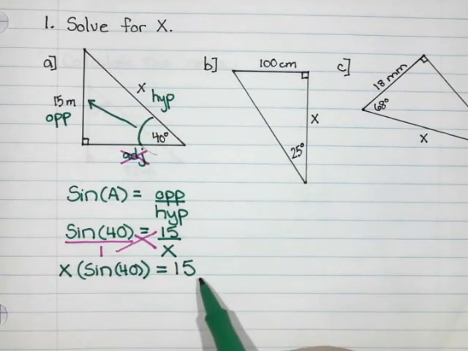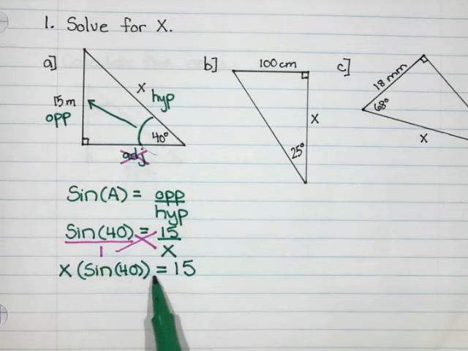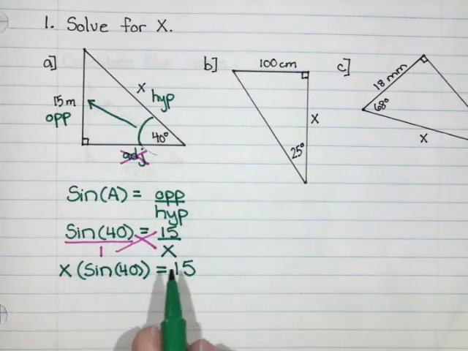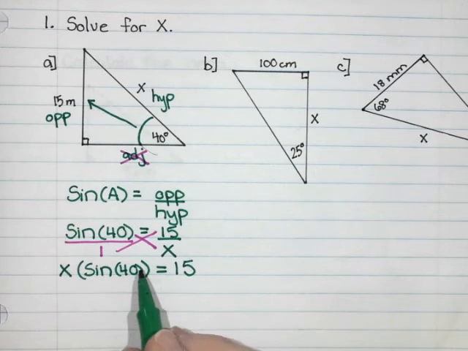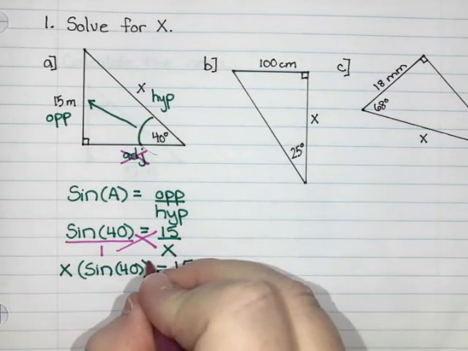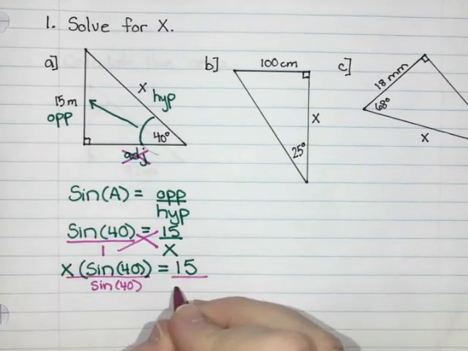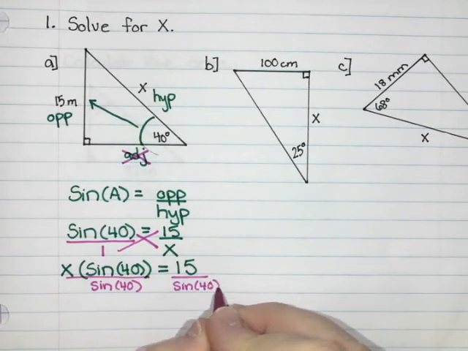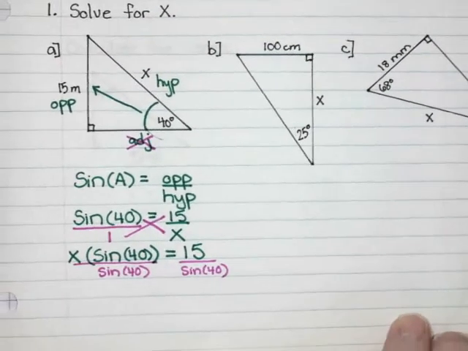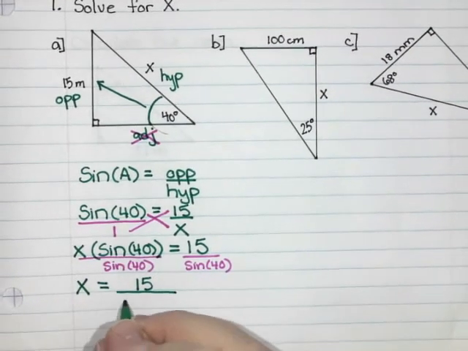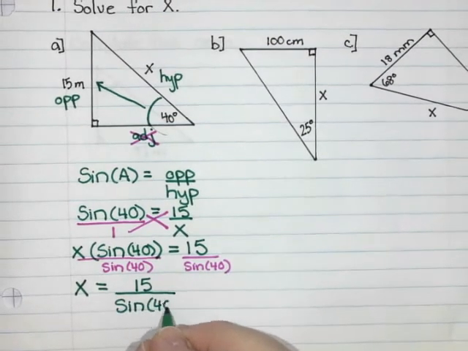Now, what's different here from yesterday is yesterday all of the numbers were on one side and we could just calculate. But right now the numbers aren't all on one side. This is a mix of numbers and x. So my goal is to get x by itself. So we're going to take that sine of 40 to the other side by dividing both sides by sine of 40. Got a little extra step in this question. So I get x equals 15 divided by sine 40.